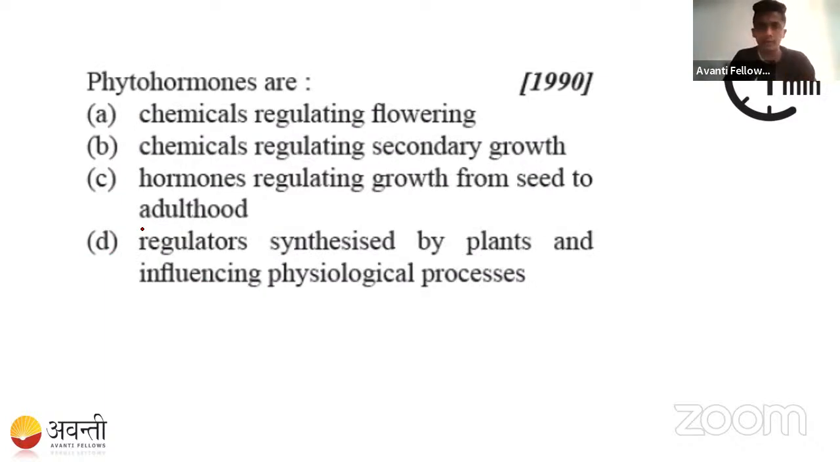Phytohormones are chemicals regulating flowering, chemicals regulating secondary growth, hormones regulating growth from seed to adulthood, regulators synthesized by plants and influencing physiological process. Okay. So people, you have your question, right? So I will relaunch a poll. You can answer it within a minute, or you can use the chat box too.